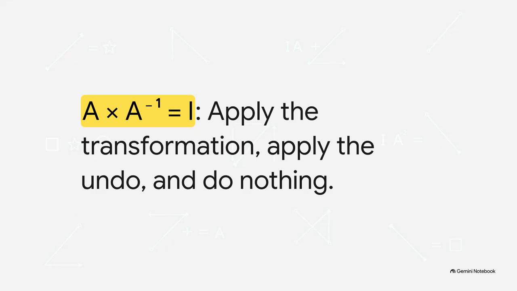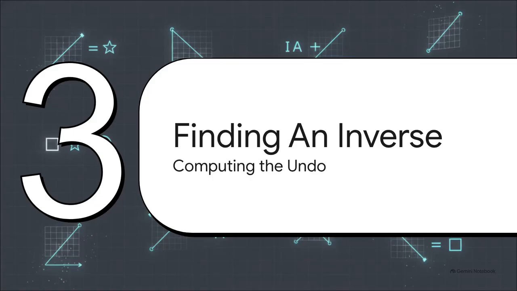This brilliantly illustrates the defining relationship for inverses. Apply the transformation A, then apply its inverse, and boom, you land directly back on the identity matrix I. Transformation multiplied by the undo operation equals doing nothing at all. It's the exact same concept as our number example, just scaled up for matrices. Let's look at section 4, finding an actual inverse. Okay, let's make this concrete and actually compute this undo operation.